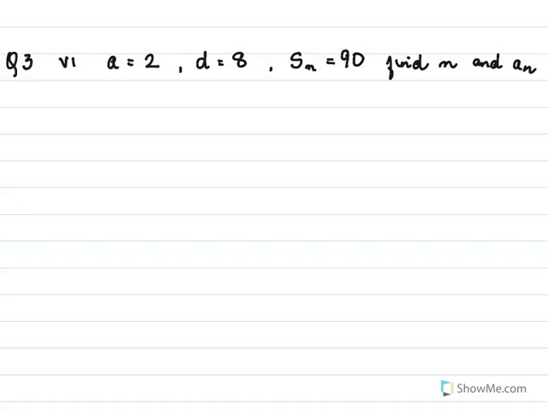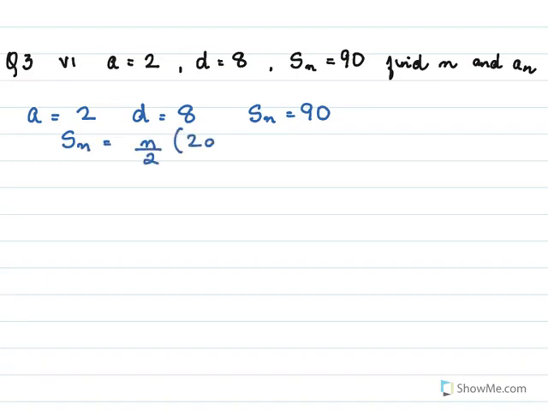a equal to 2, d equal to 8, Sn equal to 90, find n and an. So let's write down. We have a, the first term, is 2, and we have d equal to 8, and they said Sn equal to 90. Now Sn equal to n by 2, this is the formula, 2a plus n minus 1 d. Now Sn is 90, that is given to us.